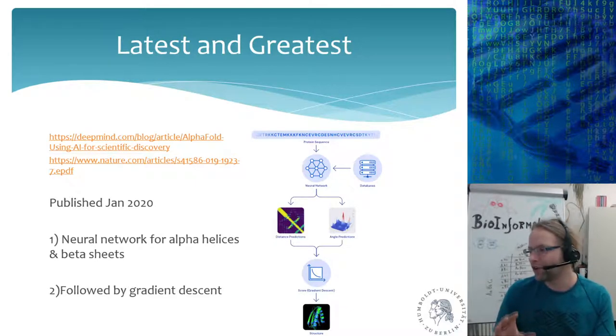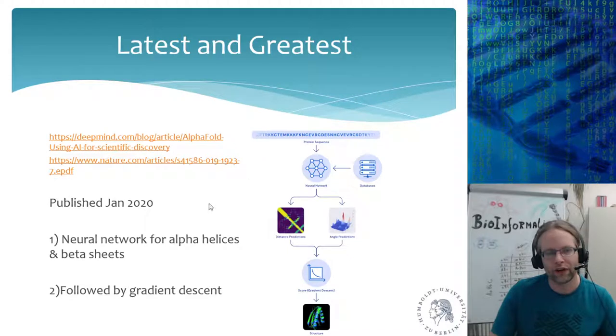So what Google did is it took this neural network, which is used in a lot of different prediction algorithms for predicting alpha helices and beta sheets. And then the next step that they did is, this is the first step. So they take the protein sequence, and then they have these databases. These databases feed this big neural network that they build. The neural network then spits out a distance prediction. So this is a prediction of how far away individual amino acids are from each other.